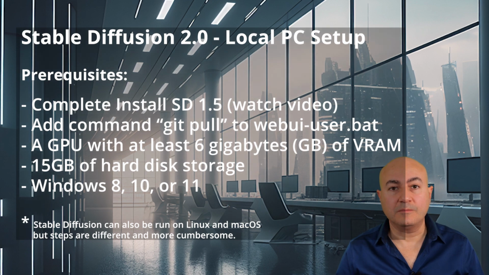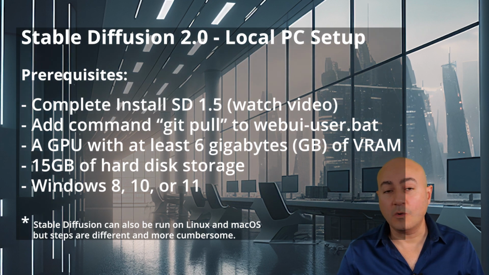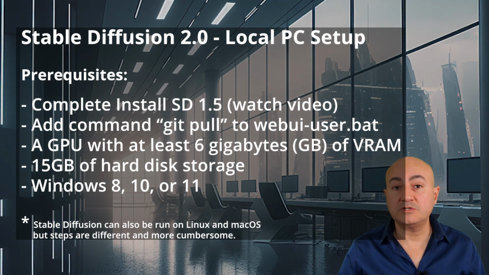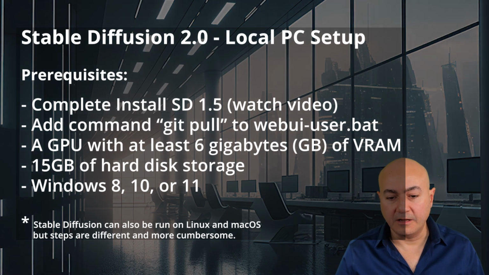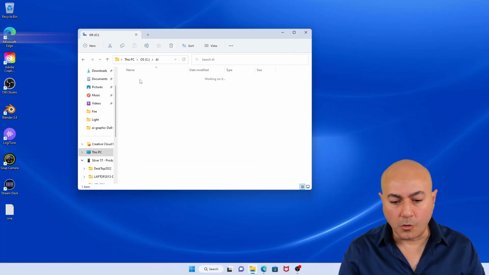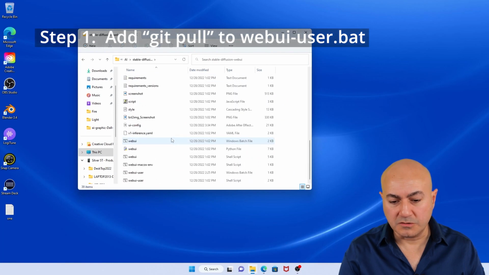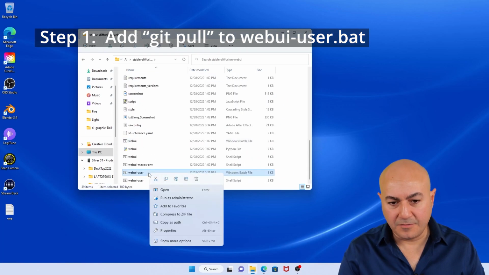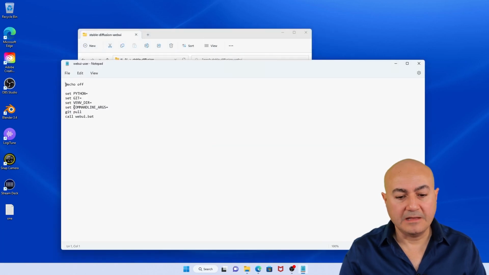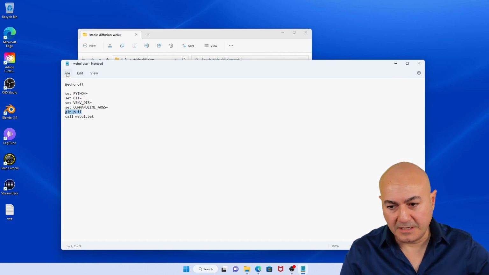The prerequisite is that you watch my previous video about installing the 1.5 version of Stable Diffusion, and also make sure to add the git pull command line, and we will start by doing that. Let's get to the Stable Diffusion folder and open up the webui-user.bat file. Let's edit that file and make sure to add the command line git pull at the last sentence. Well, the one before the last. Okay, and make sure that you hit save for the file.